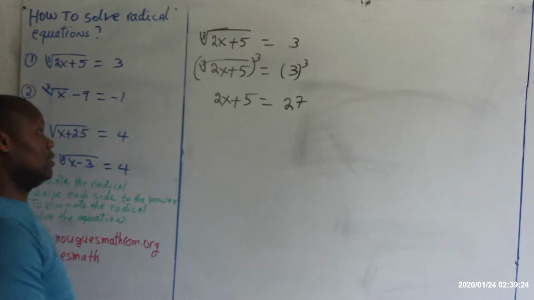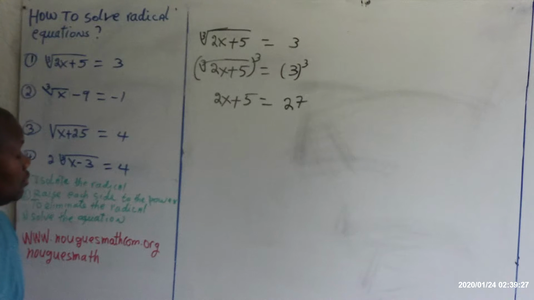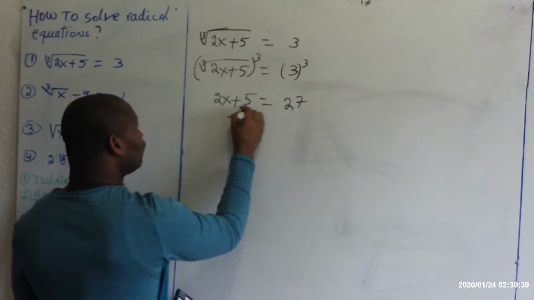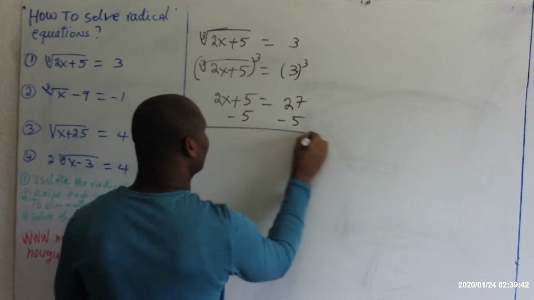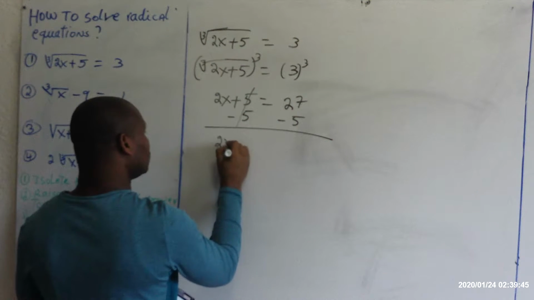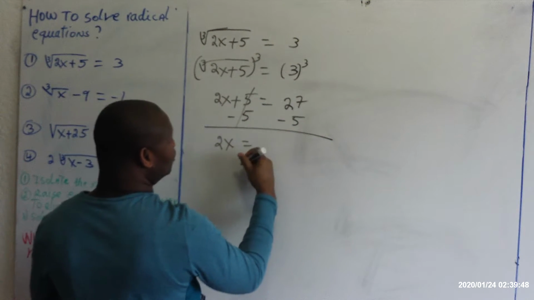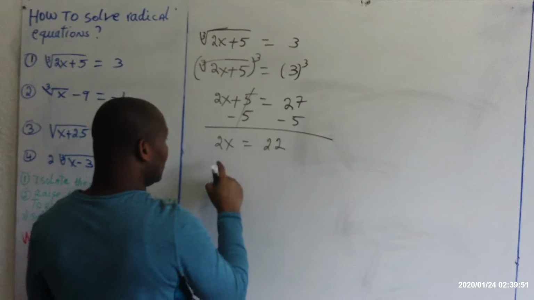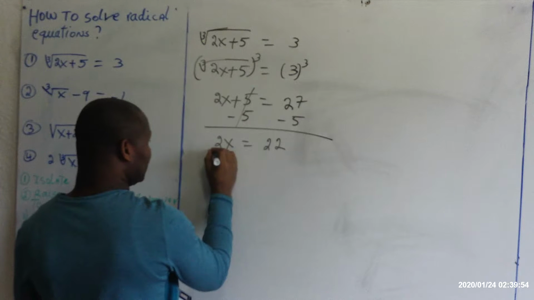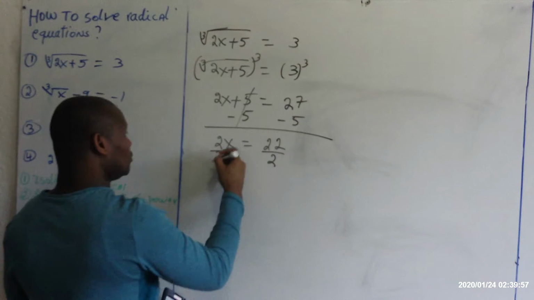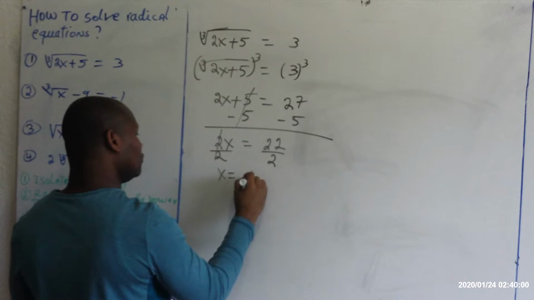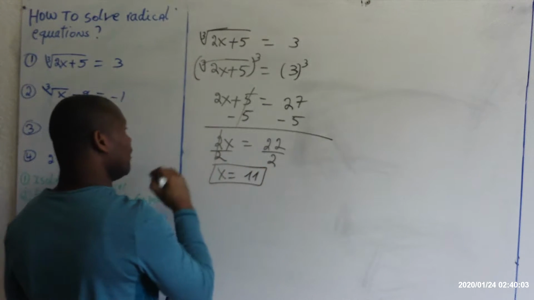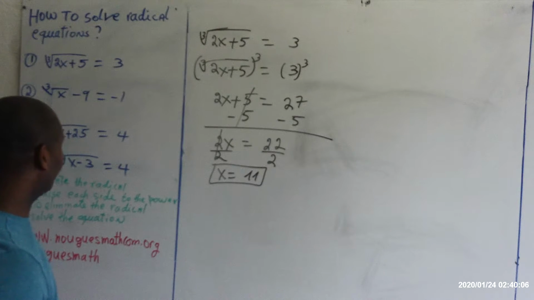So now it has become very easy to solve this equation because it's become a simple linear equation. Okay, so just subtract 5 from both sides. So 2x equals 22. I need x, so divide both sides by 2. So x equals 11. Okay, x equals 11. All right. That's not difficult.